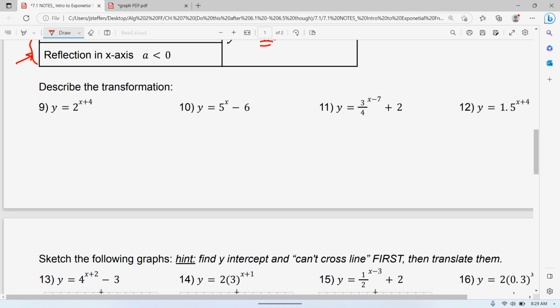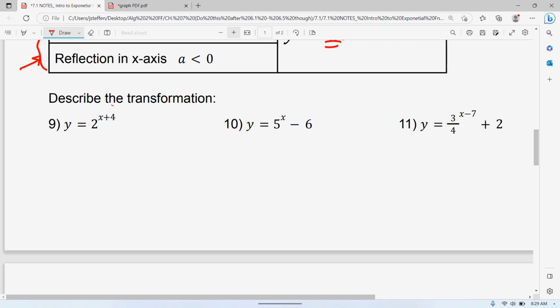What's the transformation? This one has a 4 with your exponent, and it's a +4. So if it's in the exponent, it's left and right. If it's plus, you're actually going to the left. That is left. The 2 in front is the base number. It will tell us a, but it doesn't say transformation.